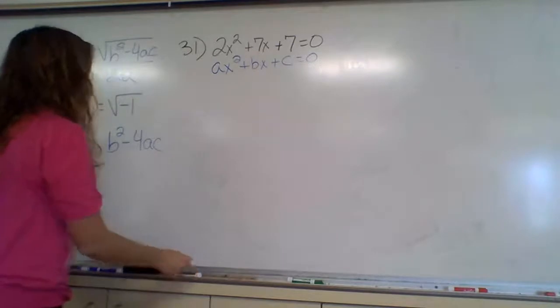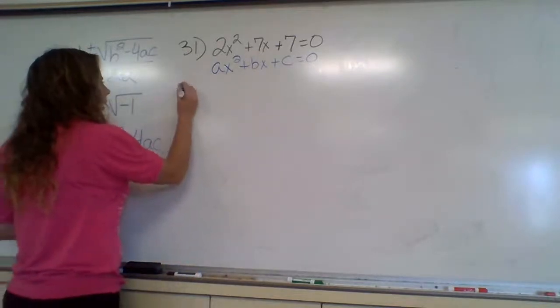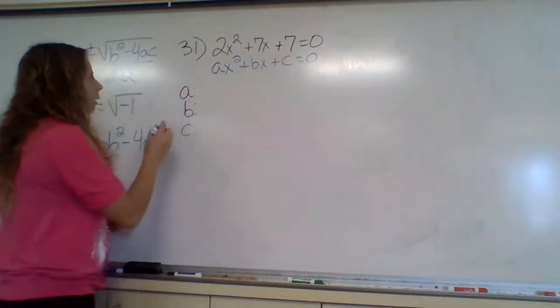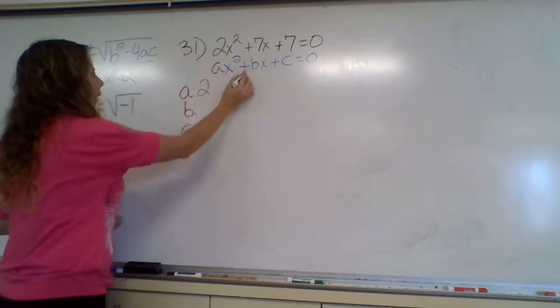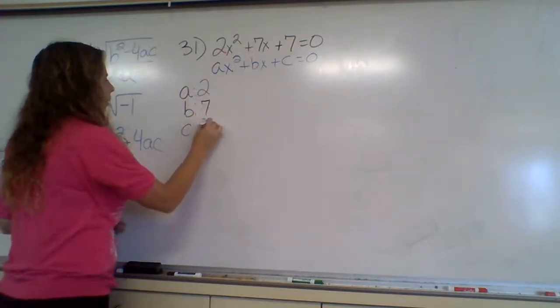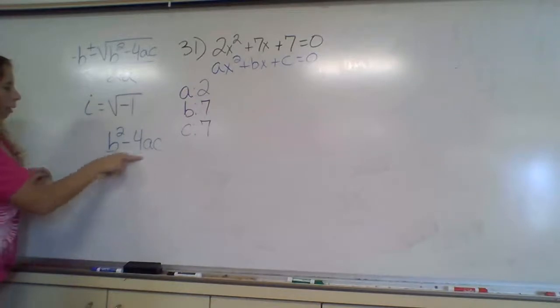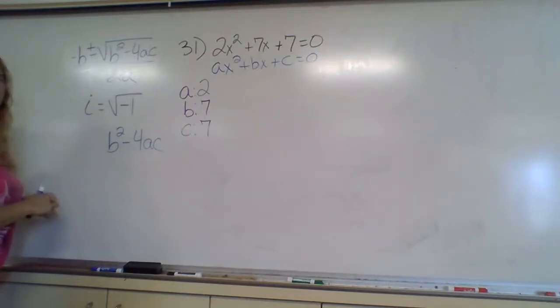Let's identify a, b, and c. a, b, c, 1, 2, 3. a is 2, b is 7, and c is also 7. All right. So now you have the values. Substitute them into your discriminant and see what you get. If you get a negative number, it's imaginary. If you get a real number that's a perfect square, then it's rational. If you get a real number that's not a perfect square, it'll be irrational.